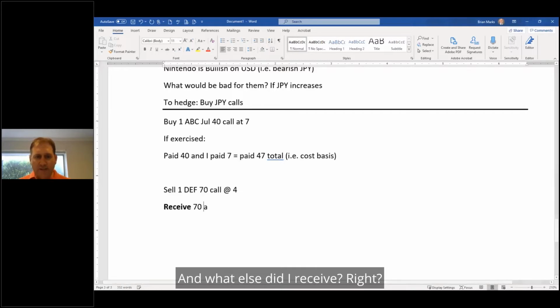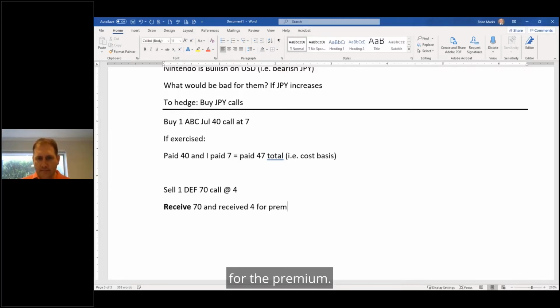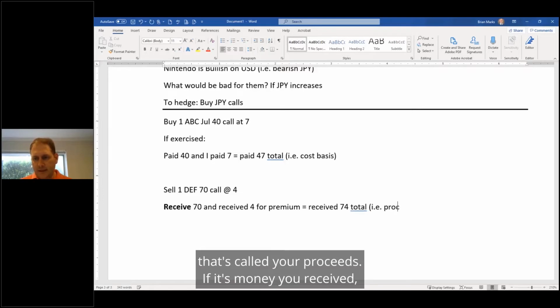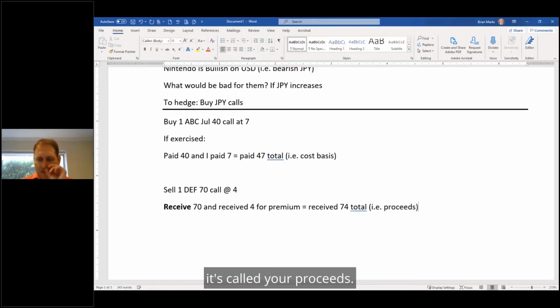And what else did I receive? I received 70 for selling the stock. What else did I receive? And received 4 for the premium. So I received 74 total. And the money you received, that's called your proceeds.